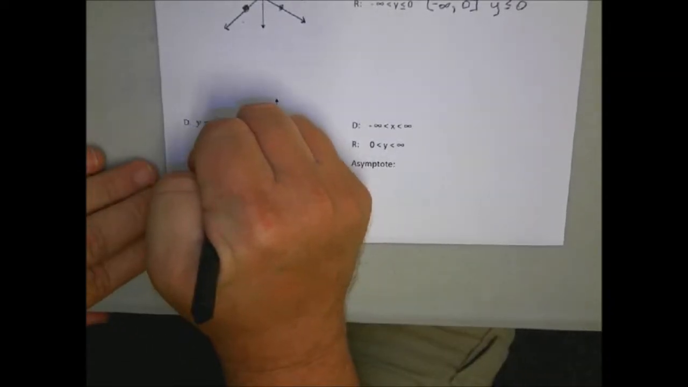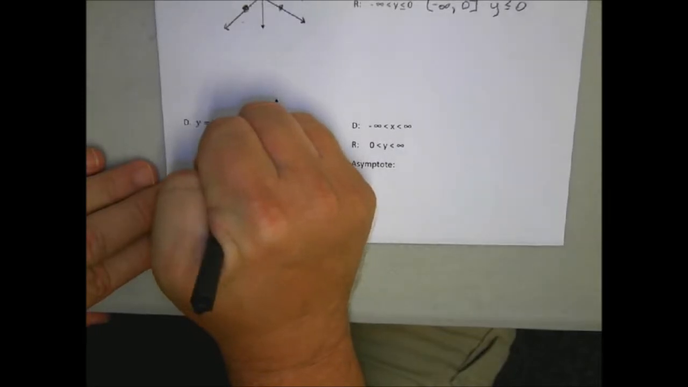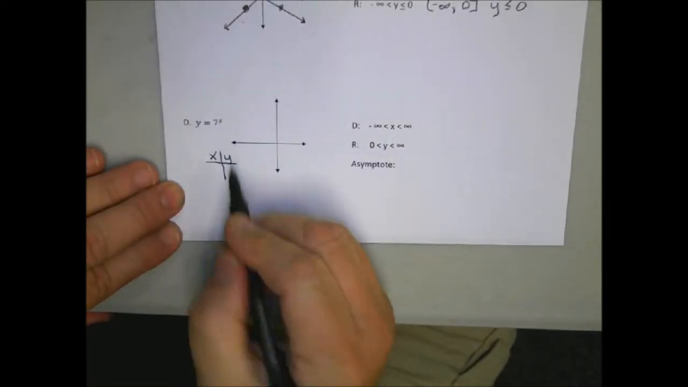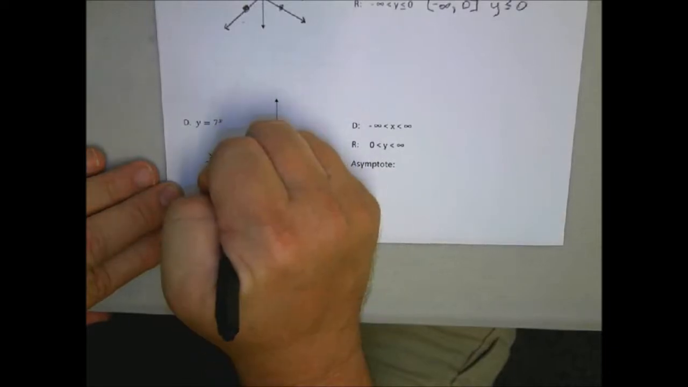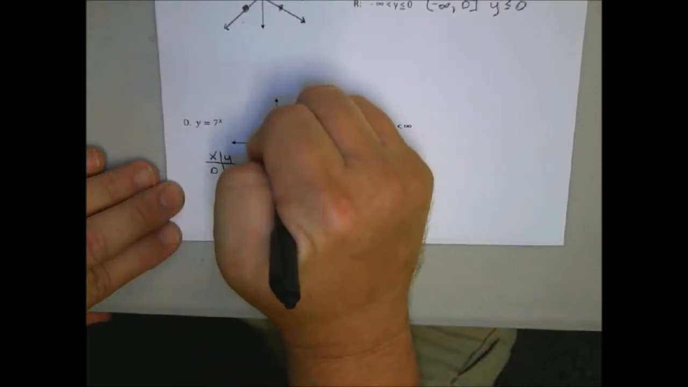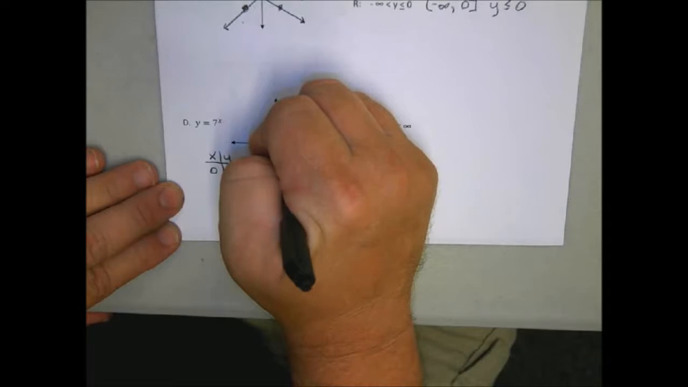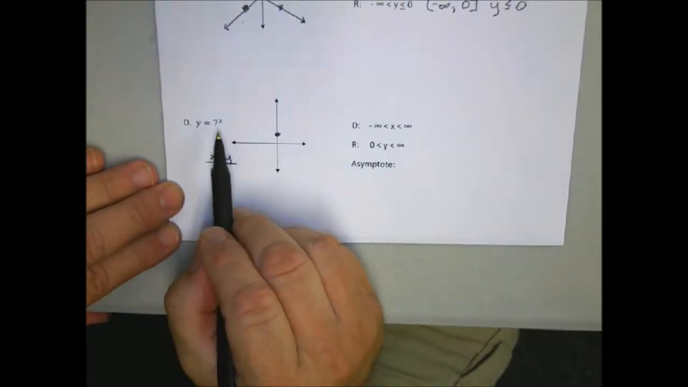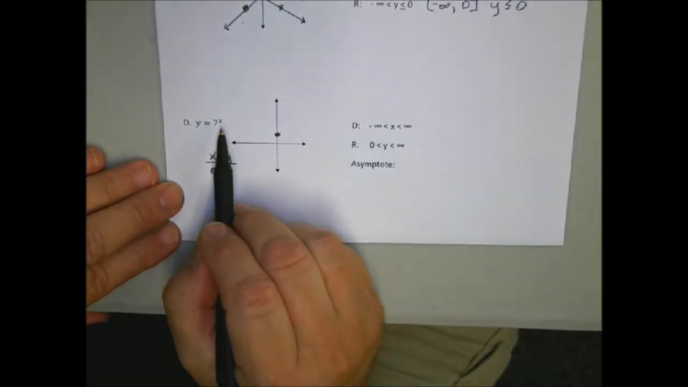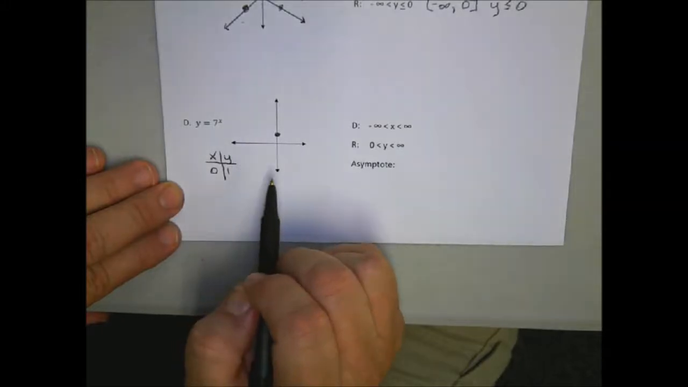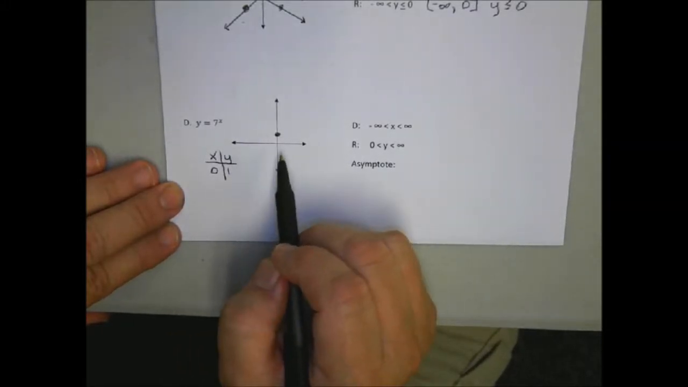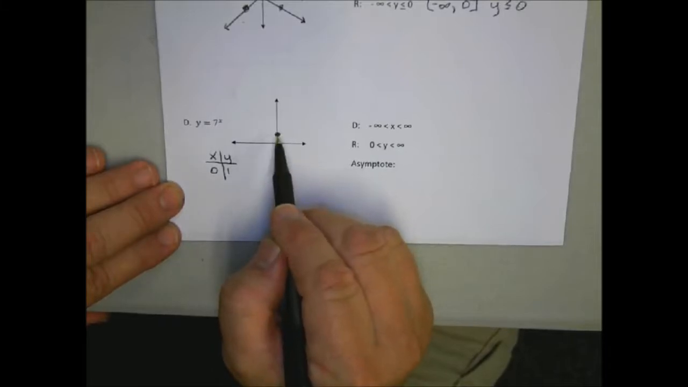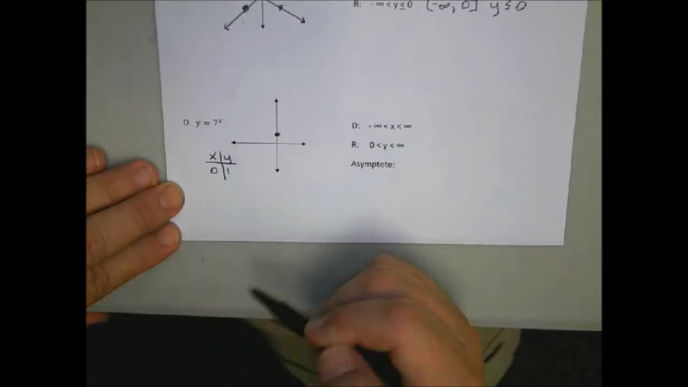Again, let's deploy the XY table. When x is 0, 7 raised to the 0 power is 1. So 0, 1 is still the key point, because the equation wasn't changed after the x. So there was no left shift, and there was no right shift, and there was no up or down. So 0, 1 is still the key point.